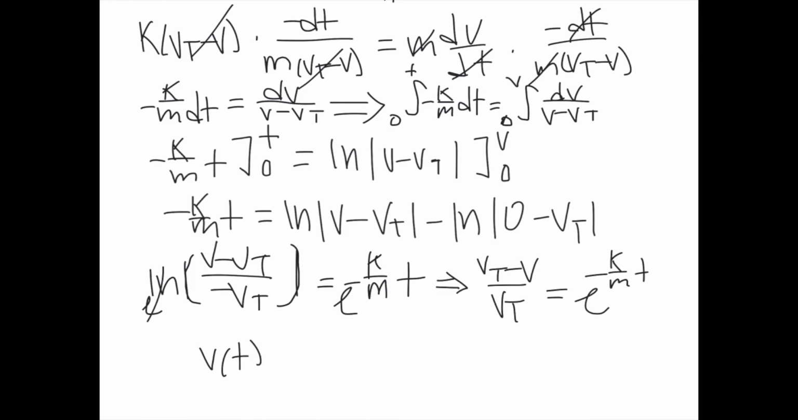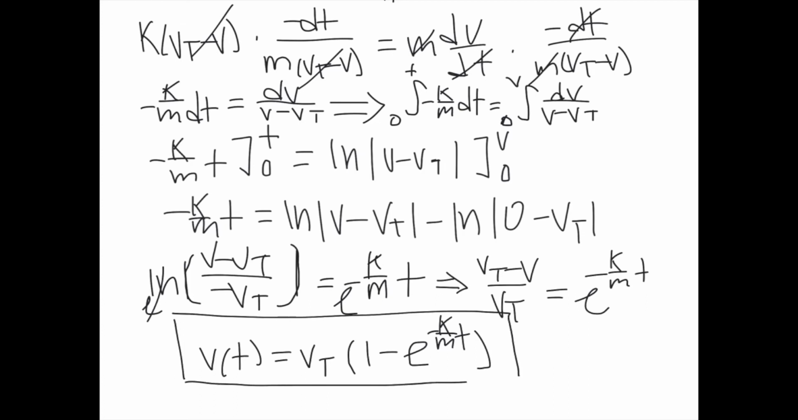V of t is equal to v terminal times, 1 minus e to the negative k over m t. We should note that v terminal is, again, equal to mg over k. So we can substitute that back in if we want, but v terminal, I think, it's nice to write out the terminal velocity in your equation. This is the equation for velocity as a function of time.